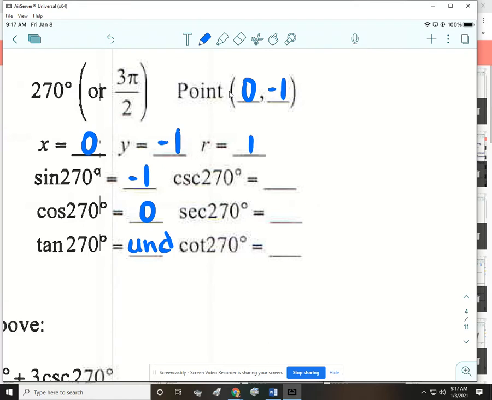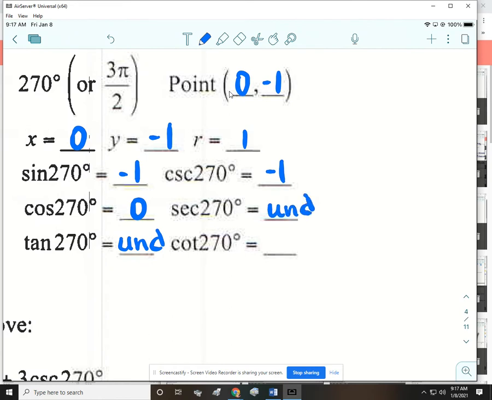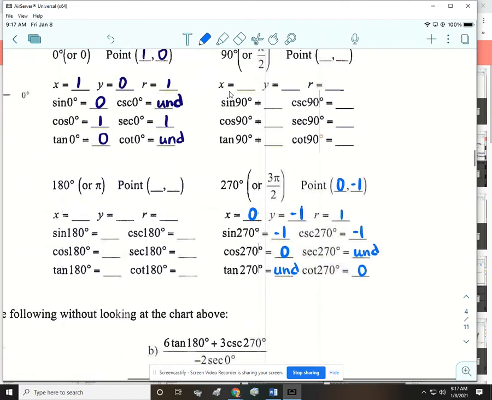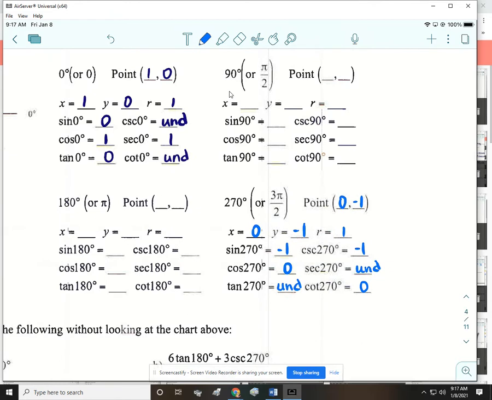And then we will do the reciprocals. The reciprocal of -1 is also -1. The reciprocal of 0 is undefined. And then the reciprocal of undefined is actually 0. So we take -1 over 0 and do the reciprocal, which gives you 0 over -1, which is just 0. So 0 in the numerator is 0, and 0 in the denominator is undefined. That's how you do the trig ratios of a quadrant angle.